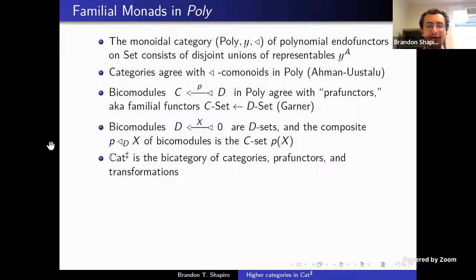So I wanted to introduce all these different notations, and I give them some meaningful semantic distinction. So if it goes from D to C, it's a bicomodule or a profunctor. Equivalently, if it's acting on the categories of D sets, then I would call it familial. But there are different conventions on this.